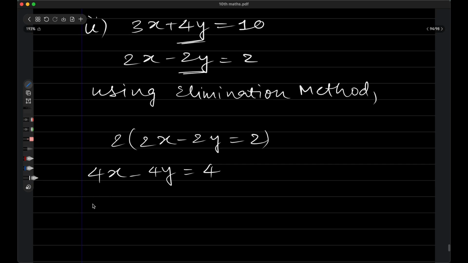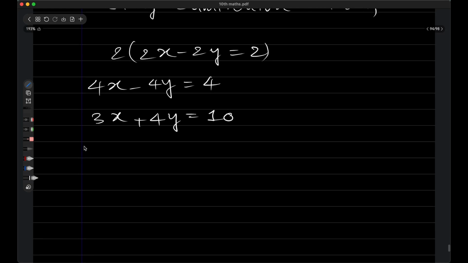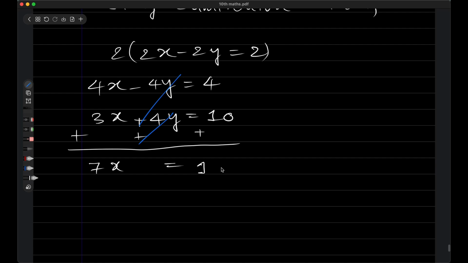The first equation is 3x plus 4y equals 10. We already have minus and plus, so we will add the equations to eliminate y. Plus, plus and plus. y will get cancelled. We will get 4 plus 3 is 7x equals 10 plus 4 is 14. We will get x equals 2. We got the value of x.